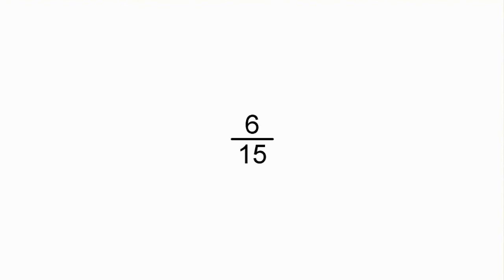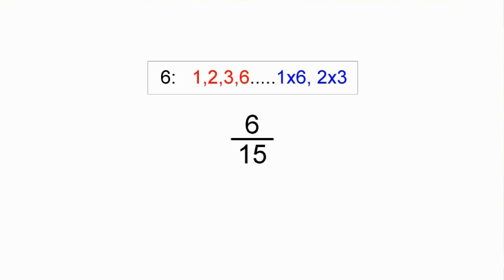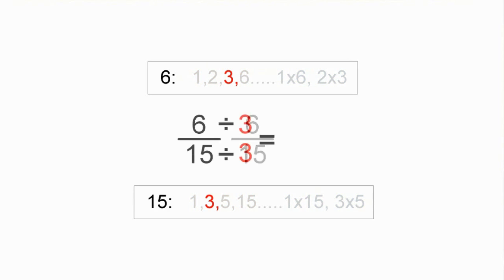Bruno, can 6/15 be reduced? I'm not sure. I'll have to look at the divisors of 6 and 15 to see. It looks like 3 will divide evenly into both 6 and 15. 6 divided by 3 is 2, and 15 divided by 3 is 5. So 6/15 can be reduced to 2/5.